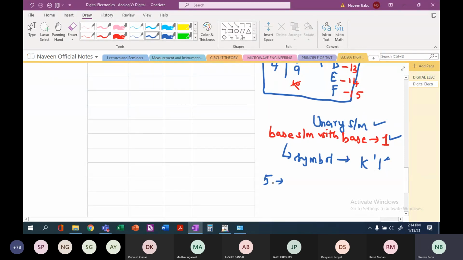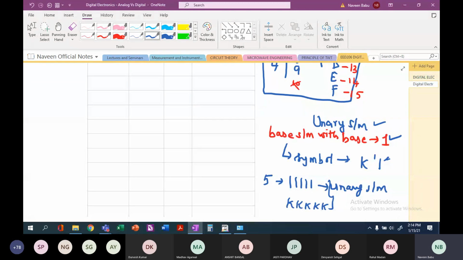Then how do I represent the decimal value 5? I will represent the decimal value 5 as 5 times 1 in the unary number system, if I have chosen my symbol to be 1. If I have chosen my symbol to be K, then 5 can be represented as 5 times K. So this is also a unary way of representing 5.